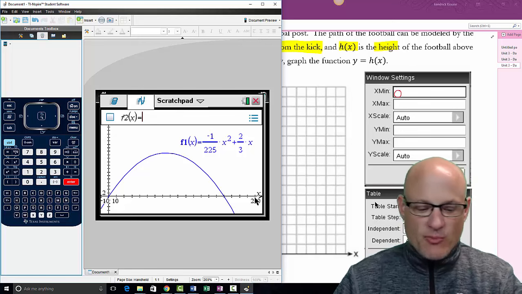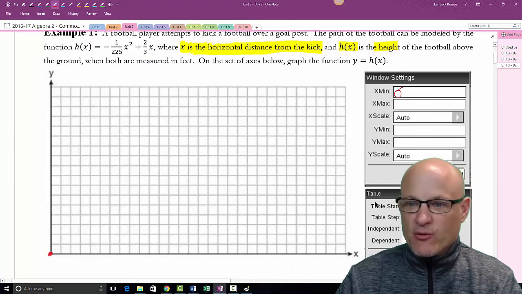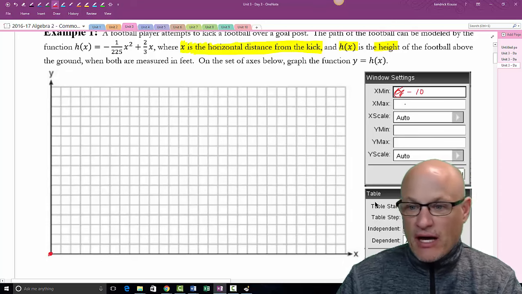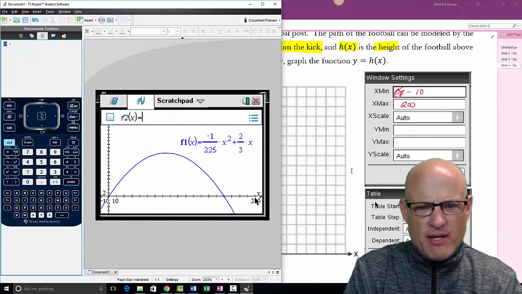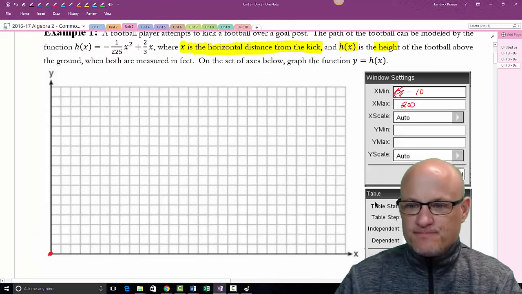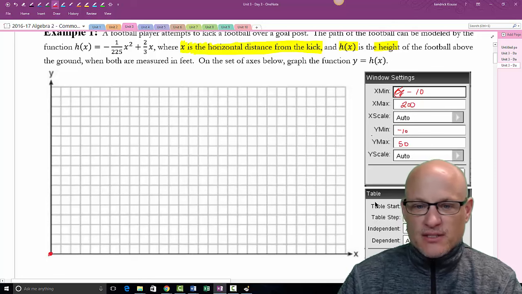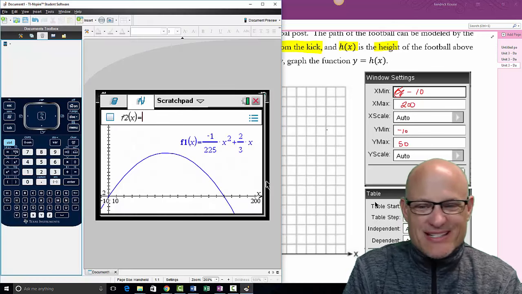So I'm going to go back to my document here. We made this negative 10, and we made a max of 200. Well, 200 was a little much. Could I have reduced that a little bit? 200 is good. And my Y min was negative 10, and my Y max was 50. Now, let's go to the table.